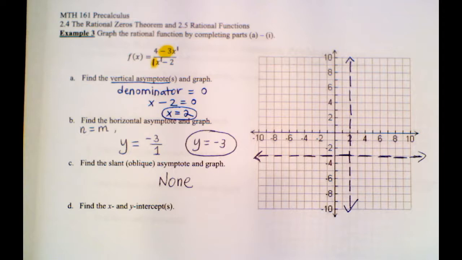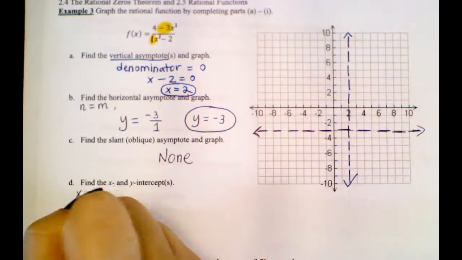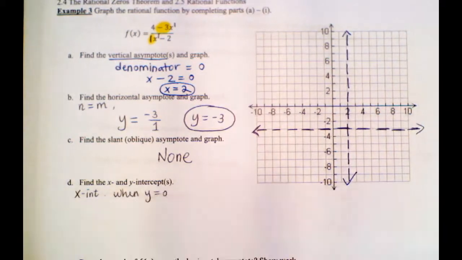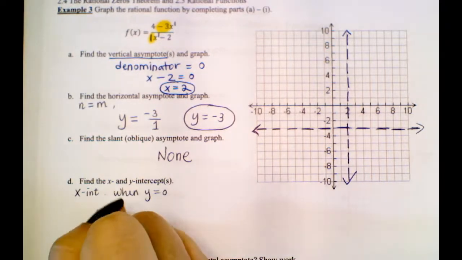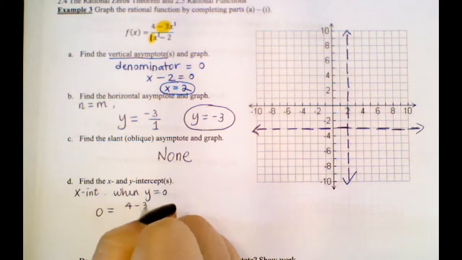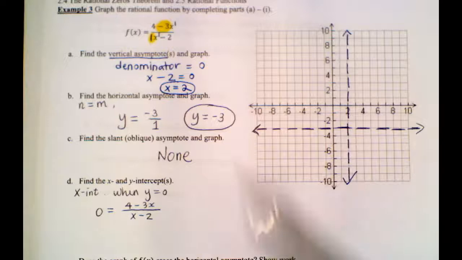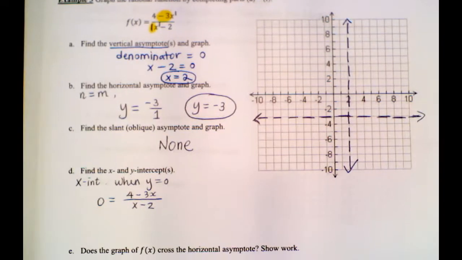Now, this class is graphing calculator active, and if you would like to use a graphing calculator, you may be able to just find them by graphing, but I will show you how to do them with this one, okay? So the x-intercept is, let me do that first, when y equals 0. So I set the entire function equal to 0. 0 equals 4 minus 3x over x minus 2. f of x, I set that entire thing equal to 0 because that's what y is. This is how we find the x-intercept.